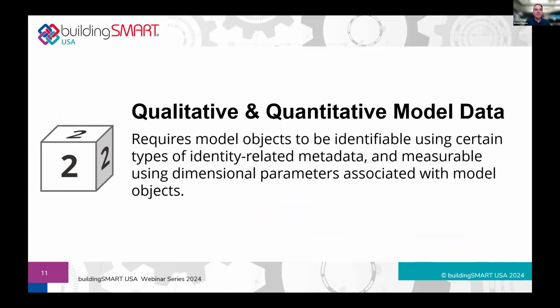The second characteristic is around qualitative and quantitative model data. This characteristic says that every object in the model, now that's been created with intent, needs to contain information that allows me to identify what it is and where it exists in the model, and then the ability to quantify it or measure it.